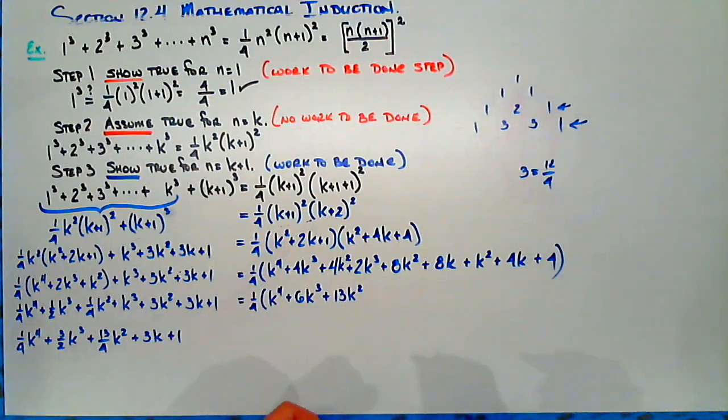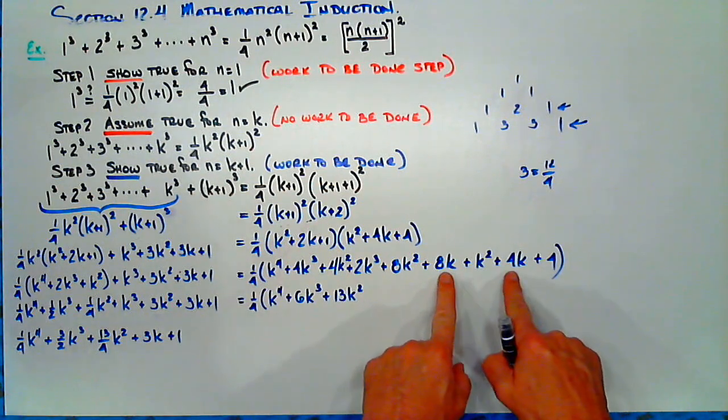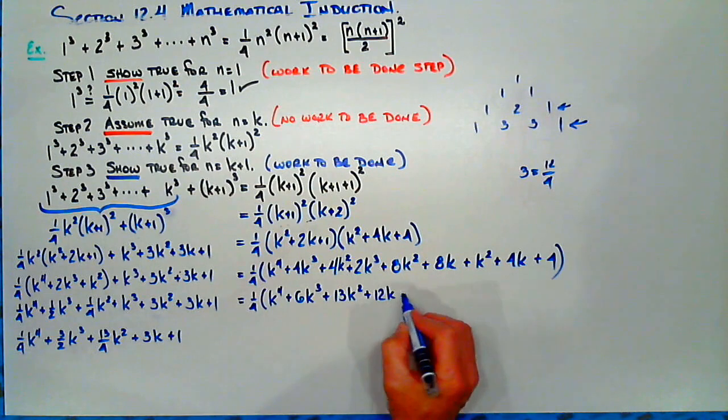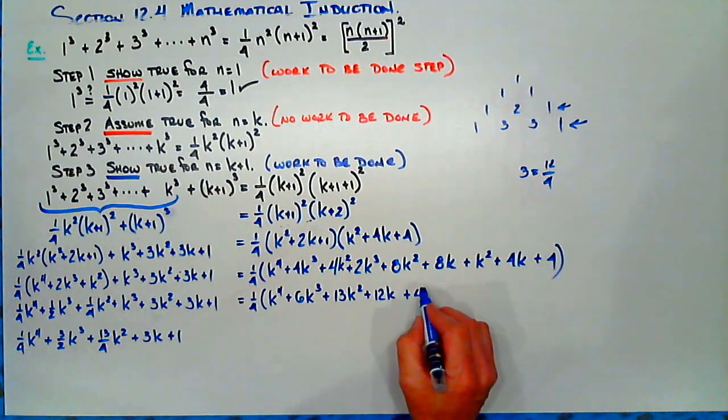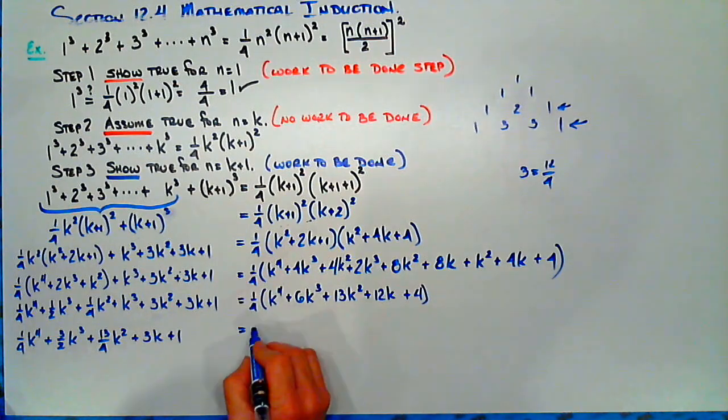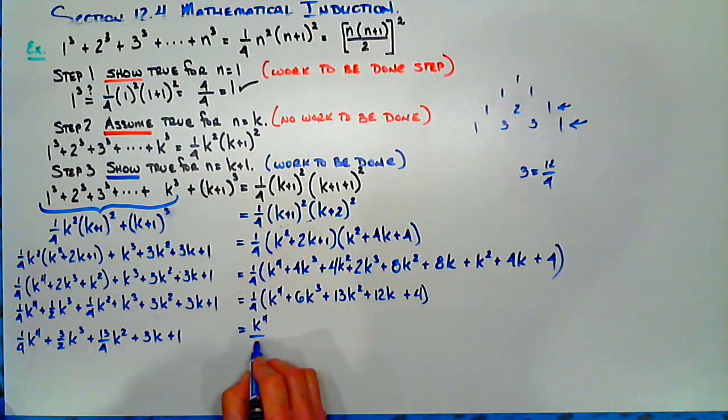How many k's do we have? Well, we have 8 plus 4, that's 12. And we have a 4. Now we're not done, right? This doesn't match this yet. We got to multiply through by the 4th. That gives me k to the 4th over 4. That's good. I wanted that.